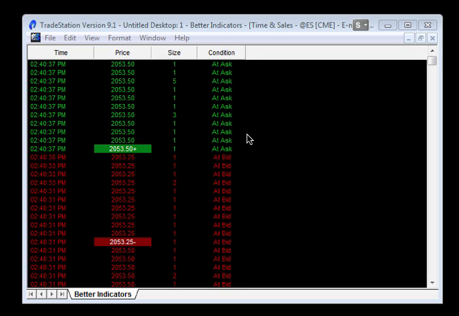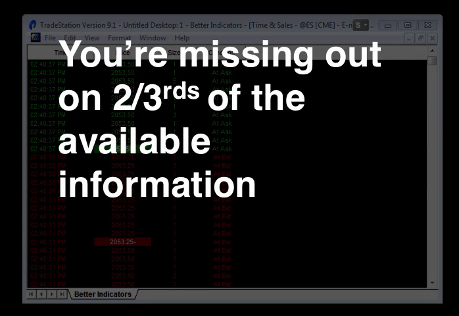Now, it wasn't so long ago these extra data points weren't available. We were lucky to get total volume traded, and that was usually delayed or only available at the end of the day. But things have changed, and particularly with trading being almost 100% electronic now, this information is now available in real time, and you should be using it. So stop missing out on 2/3 of the available information and start including this extra information. It'll improve your trading decisions, and I'll show you how I do it.